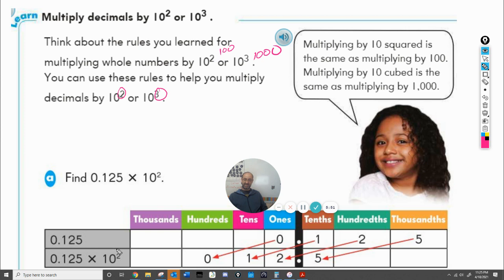125 thousandths times 10 to the second tells me I'm moving my decimal over 2 places. Okay, and you're going to get 12 and 5/10. And then, yeah, read what she says.